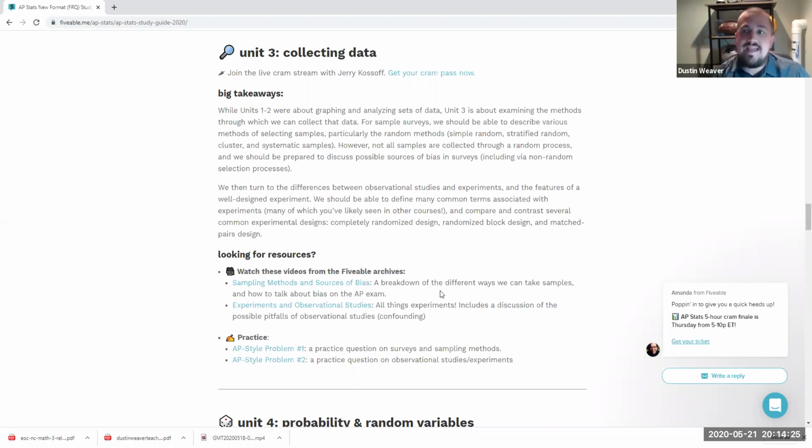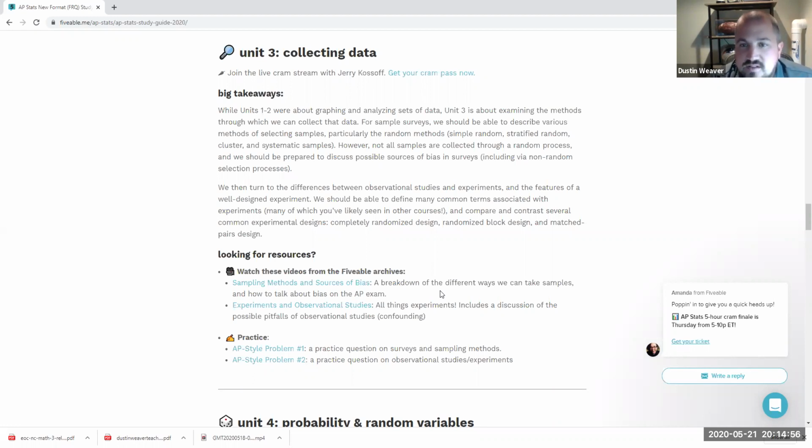That's when everyone in the group has an equal chance of being chosen, right? Stratified random samples, that's when you split them up into groups and then select a random sample from each group. Cluster samples, that's when you split them up into groups and then take a random sample of the entire group. And then systematic samples, that's when you have a system in place and you take every 5th person or every 10th person in line.